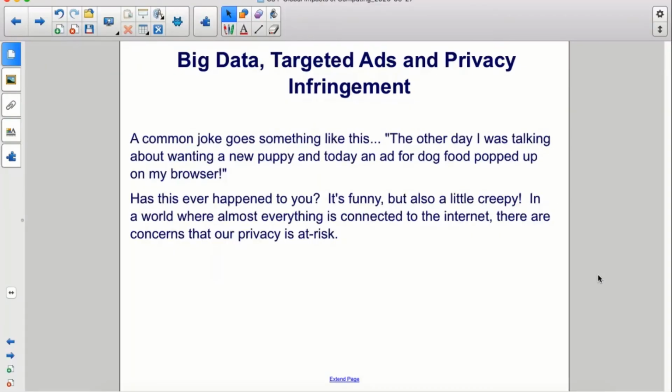A common joke goes something like this. The other day I was talking about wanting a new puppy, and today an ad for dog food popped up on my browser. Has this ever happened to you? It's funny, but also a little creepy. In a world where almost everything is connected to the internet, there are concerns that our privacy is at risk.